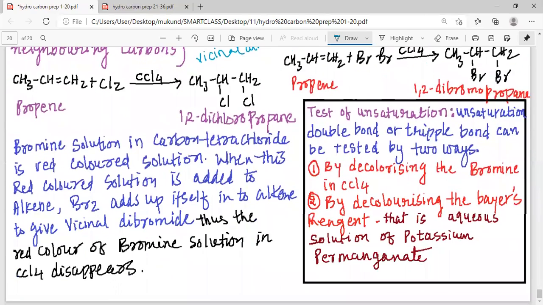Same way, my dear students, when we make the bromine solution in carbon tetrachloride, that is CCl4, it is a red color solution. Please remember that bromine solution in carbon tetrachloride is a red color solution. When this red color solution is added to alkene, bromine adds itself to the alkene and gives vicinal dibromide. Thus, the red color of bromine solution disappears.